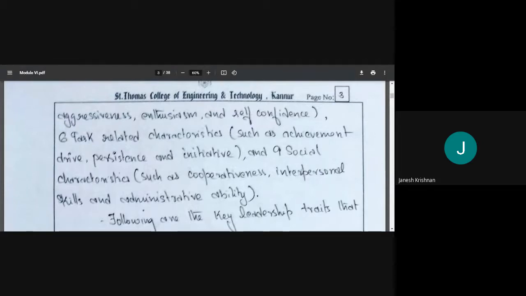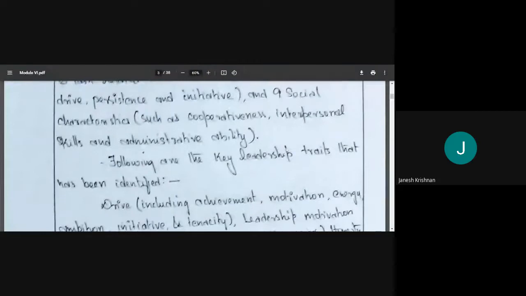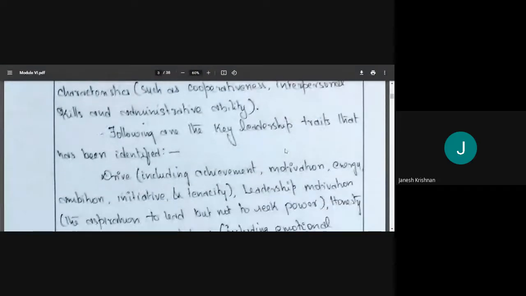So they say if a person has these traits, he can be successful. When you look into this, one thing you can understand is how they are behaving. Most of the traits are about how they are behaving. It shows in your behavior, right? And using this, some of the key leadership traits are identified.